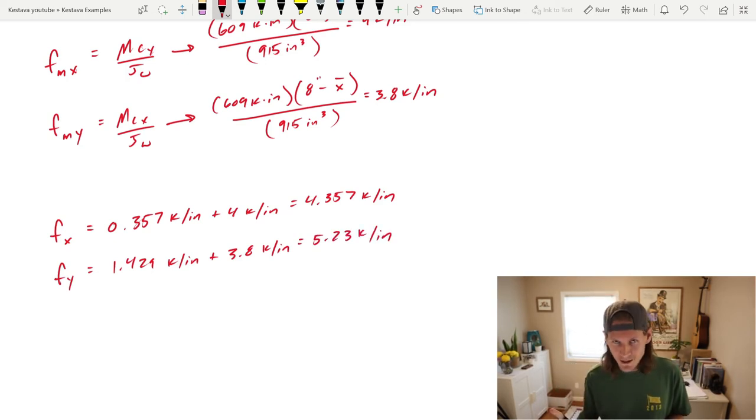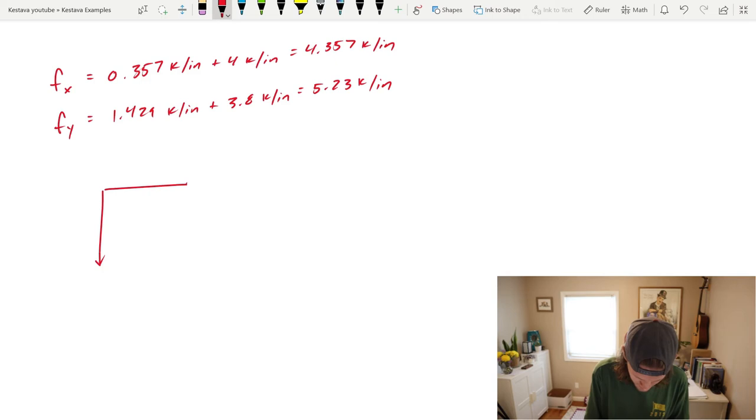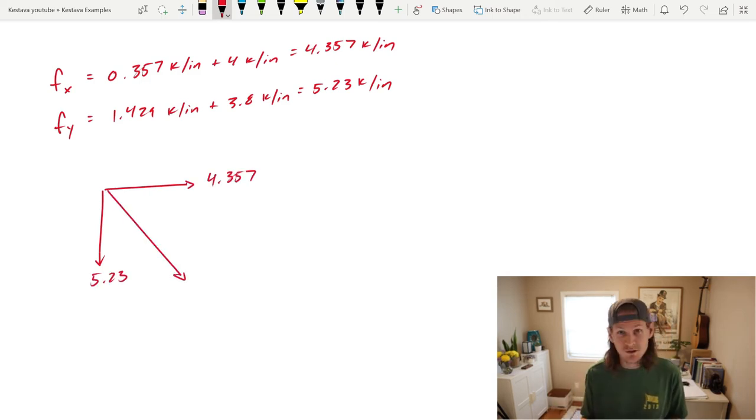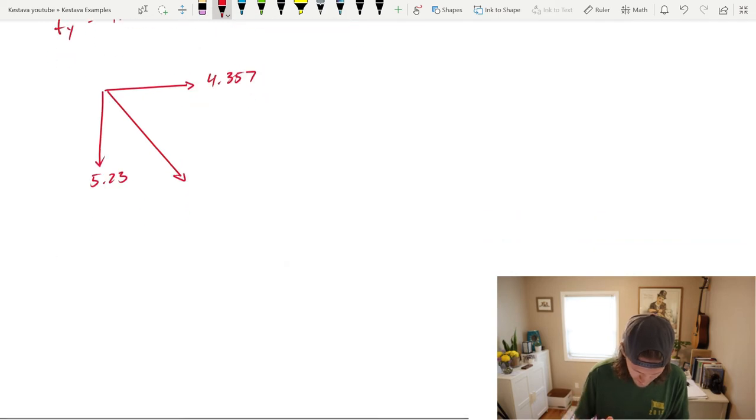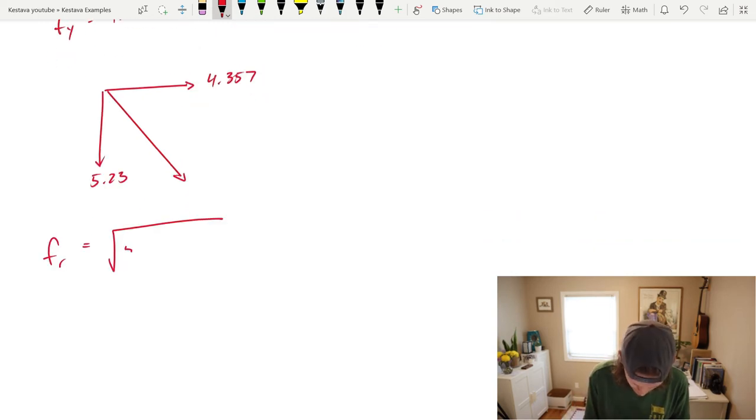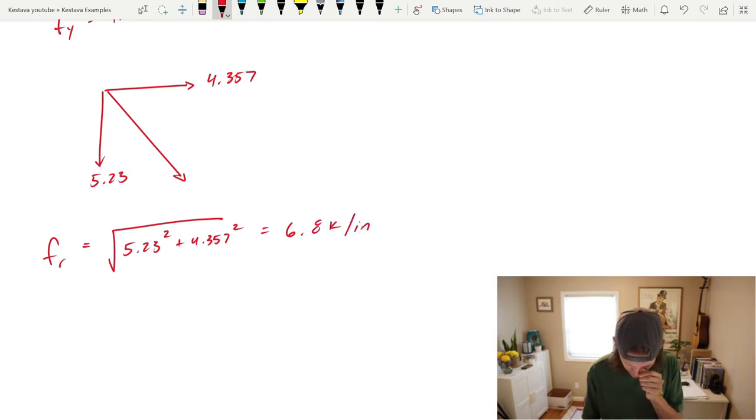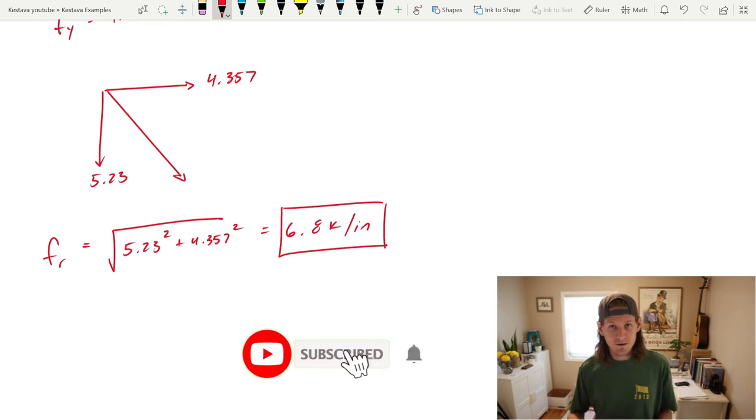And you're like, are we done? We're not done. Now, we have this action going on, and we need to get the resultant. We get the resultant, F sub R, the square root of the sum of the squares of both those numbers. That dumps out to 6.8 kips per inch for demand, for the critical demand on your weld.